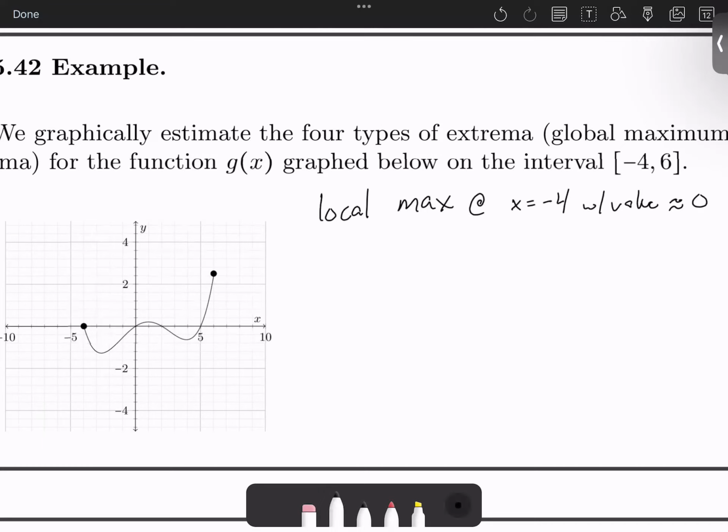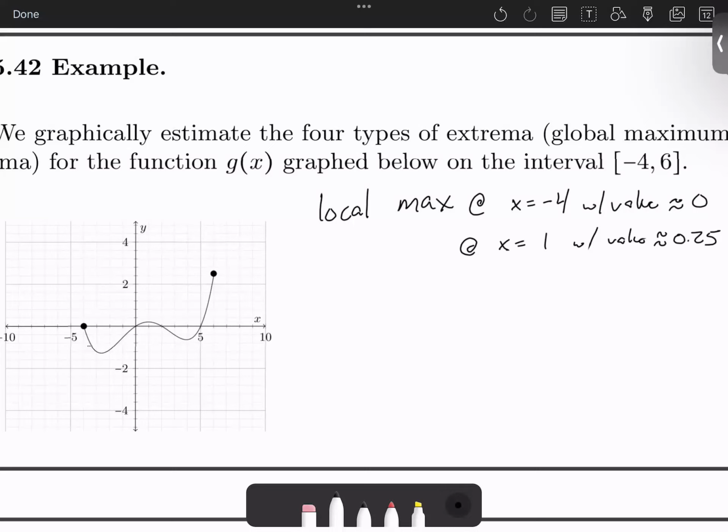Where else do we have a point that's taller than all of the other points around it? Not there, because it's not taller than all of these points to the left. Not there, because it's not taller than all of these points to the right. But right there, I see a hilltop. It's taller than everything else around it. So we have another one at x is equal to 1 with a local maximum value. What y value is that? Maybe, this is 1, so maybe 0.25. So we're estimating pretty roughly there.